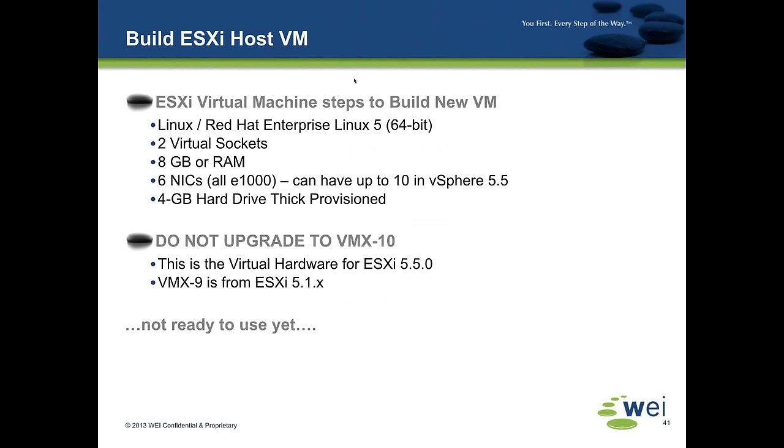Depending if you have 5.1 or 5.5, you can have either 4 or 10 network cards in your virtual ESXi server. You only really need a 4 gig hard drive, and that mimics the 4 gig SD cards or USB sticks that we put in our servers in our data centers.